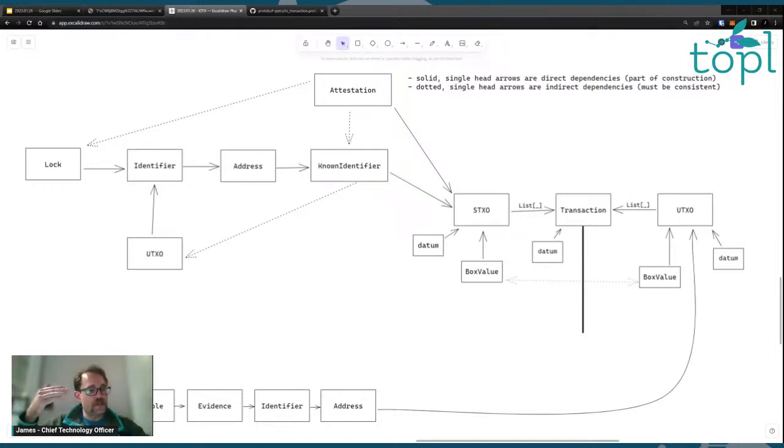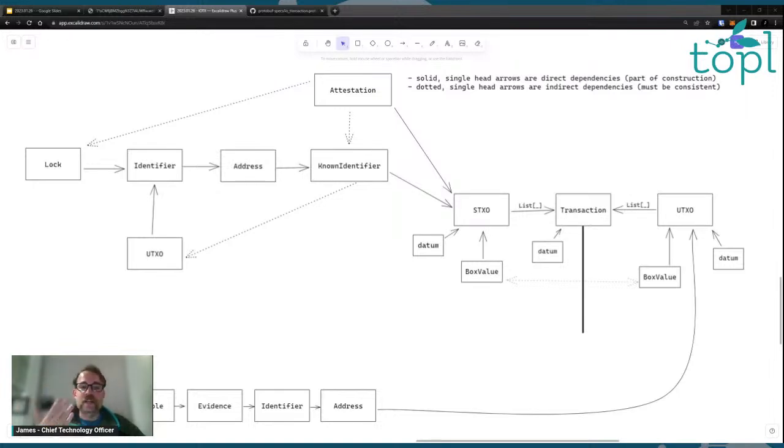And because there can only be one UTXO at a particular index, it's unique, right? You can't have two in one transaction. You can't have two elements at index 1. You can only have one element at index 1. So if I have a transaction ID and the output index, I have a unique tuple, and I can take that pair of data and create an identifier from it, or a known identifier. That is what a known identifier is, right?